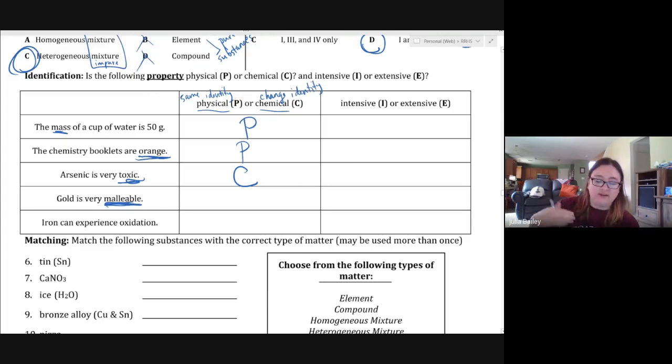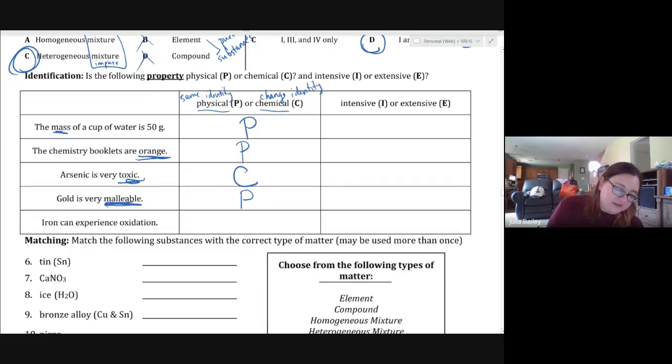Malleable, if I can check that something's malleable and it stays being the same identity, if I can check that gold is malleable and it stays gold, that tells me it's a physical property. And yeah, if I reshape a bar of gold into something else, it's still going to be gold. That tells me malleable is a physical property.